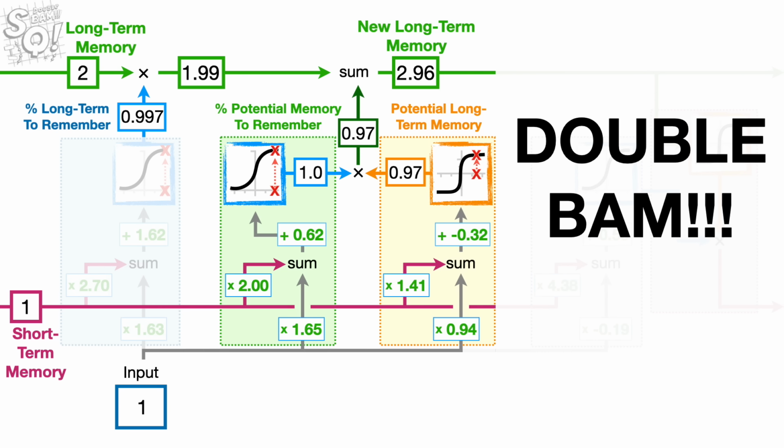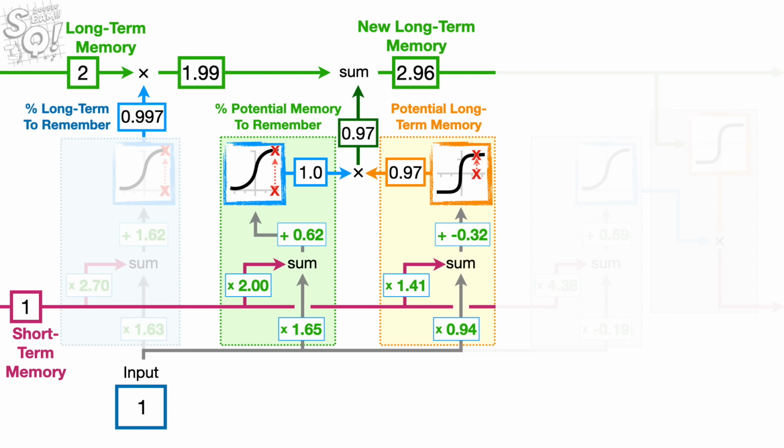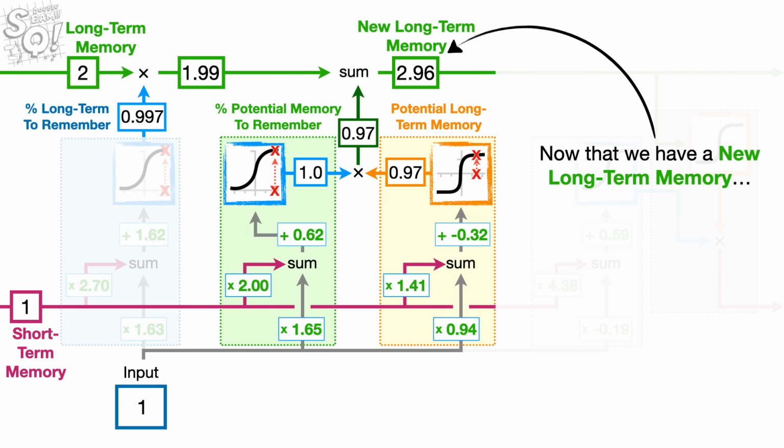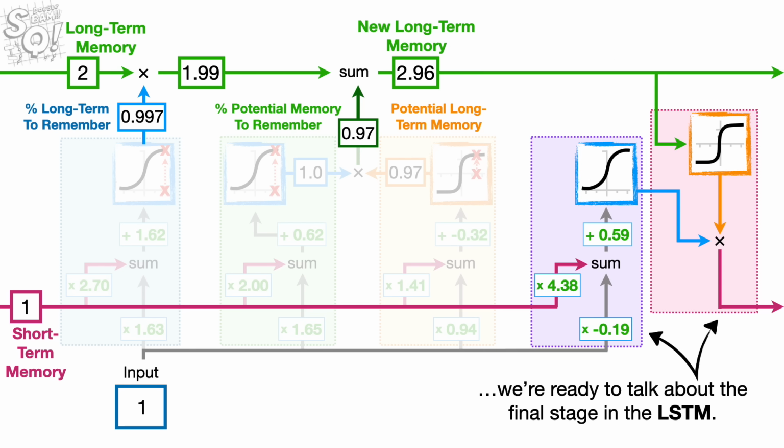Double bam! Oh no, it's the dreaded terminology alert. Even though this part of the long short-term memory unit determines how we should update the long-term memory, it's usually called the input gate. Tiny bam. Now that we have a new long-term memory, we're ready to talk about the final stage in the LSTM.